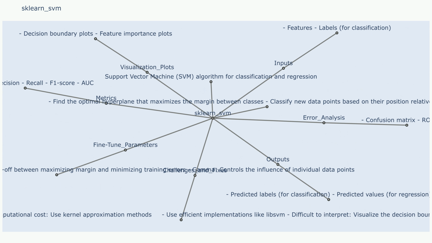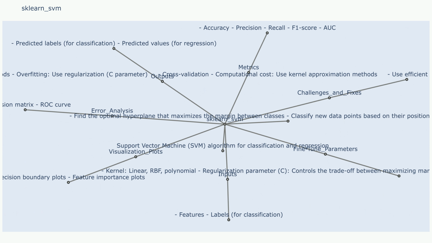Fine-tune parameters. Parameter 1. Explain in detail kernel specifies the type of kernel function used to map data points into a higher dimensional space. Common kernels include linear, polynomial, radial basis function (RBF), and sigmoid.